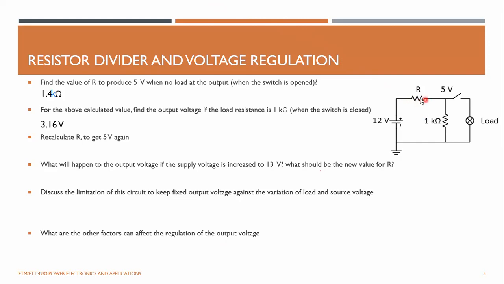Based on the temperature fluctuations, the resistance will change, so you have to compensate for that as well. Also, if some noise comes from this source, you have to eliminate and filter it out from your regulator in order to make a clean supply voltage. So those are the basic other factors other than your supply voltage and load.